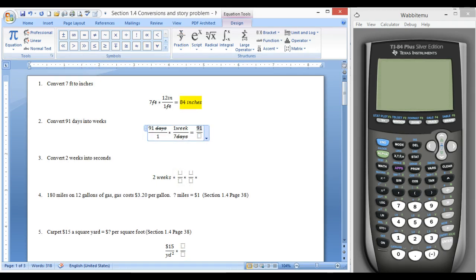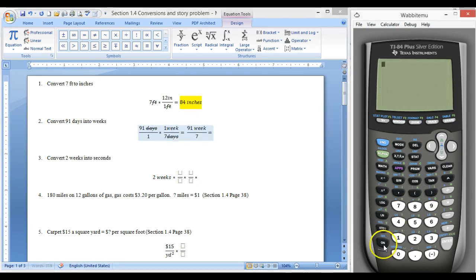91 times 1 week. 91 times 1 is 91. The unit of nothing with the 91 times week gives me 91 weeks over 7, and now we have no more units on the bottom. They've all canceled out, and I need to simplify this fraction.